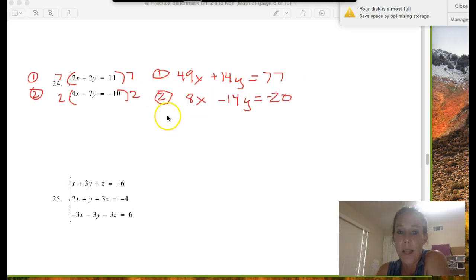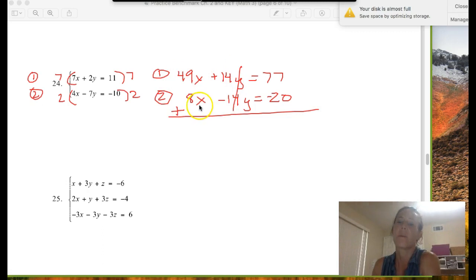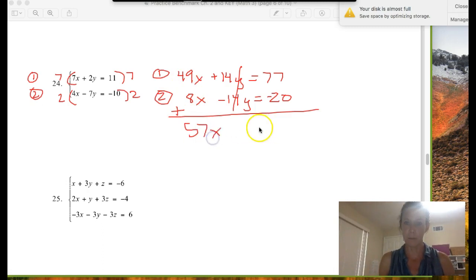Now I can go ahead and use elimination by adding, and these are going to fall out. These fall out. 49x plus 8x, what is that? 57x. And then 77 minus 20 is going to be 57. So divide both sides by 57. That's a nice number. X is going to be 1.